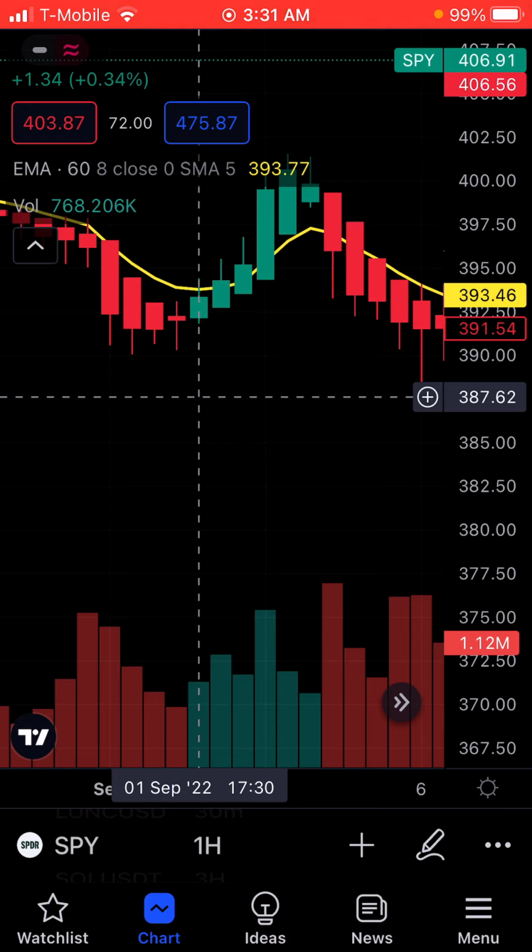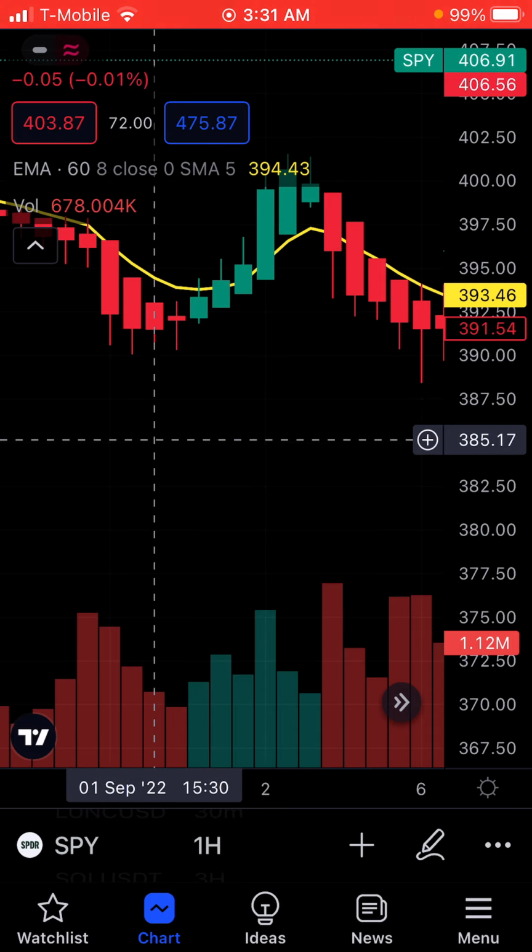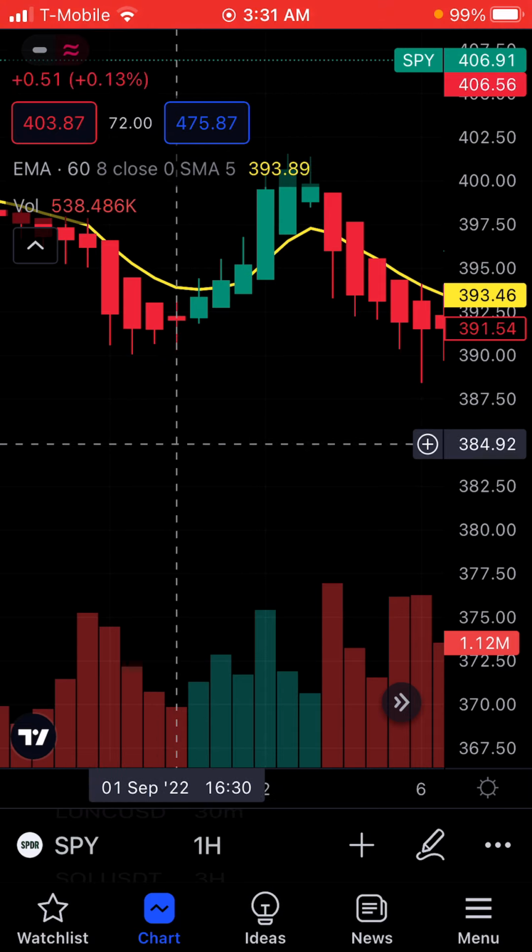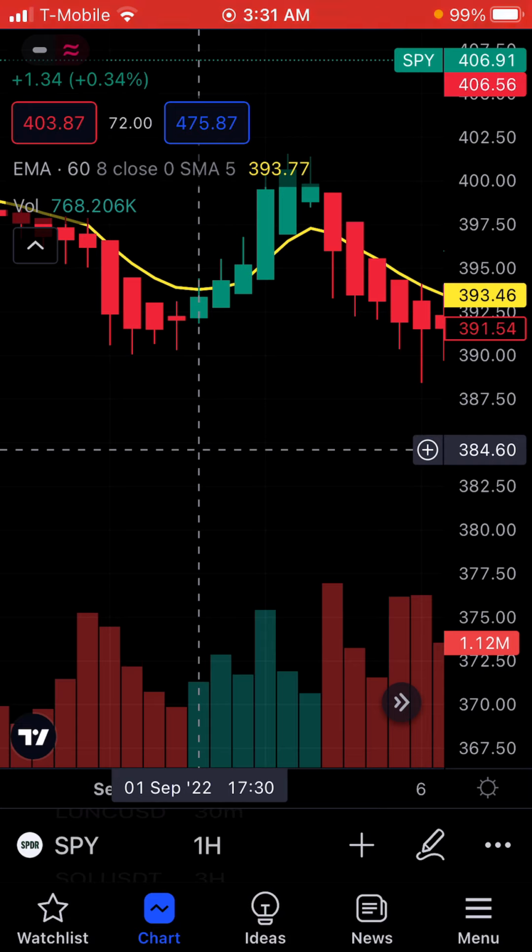So me personally, I look for the red and then wait for it to change to green, or the green and then change to a red. That first candle is the one that I look at, and I look at the volume on the first one.